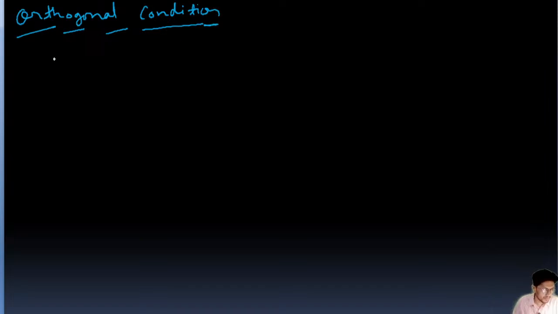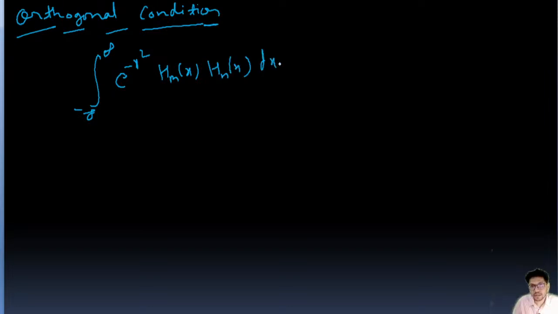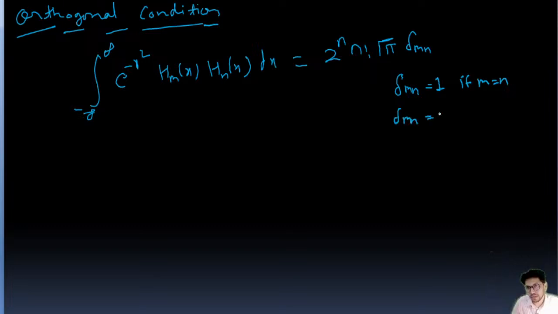The orthogonal condition is the integration from minus infinity to plus infinity of e^(-x^2) Hm(x) Hn(x) dx, which is equal to 2^n n! root pi times the Kronecker delta mn. The Kronecker delta mn equals 1 if m equals n, and equals 0 if m is not equal to n. So this is the orthogonal condition.